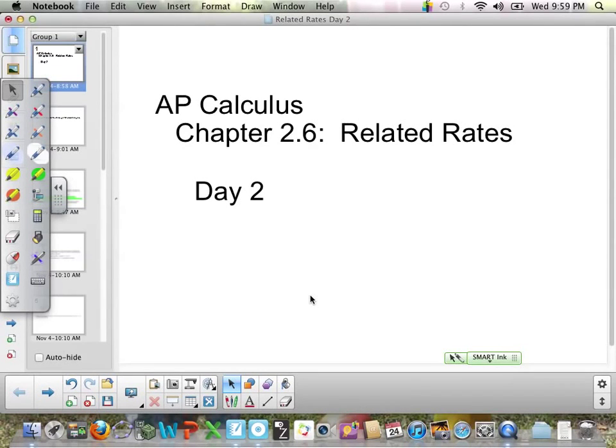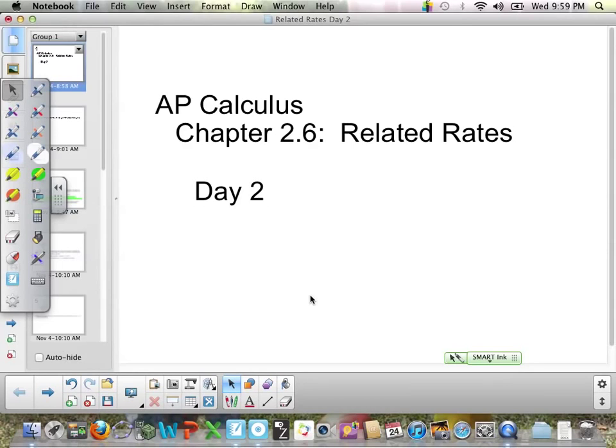Chapter 2.6, Related Rates, Day 2. All right, yesterday we started some related rates. Today we're going to continue working on those. You already have all the steps. You just need more practice. So we're going to go through some more problems.